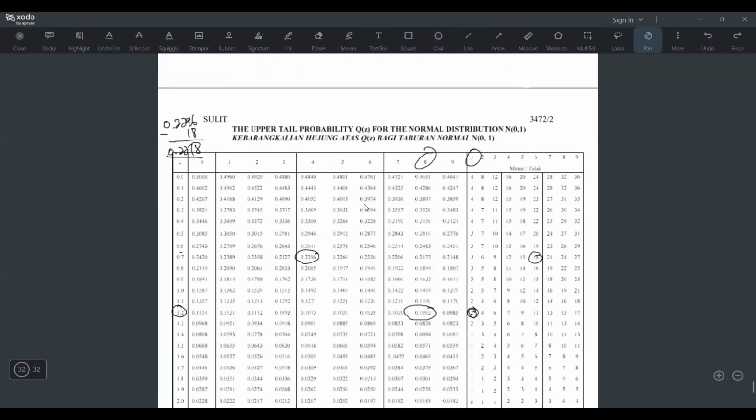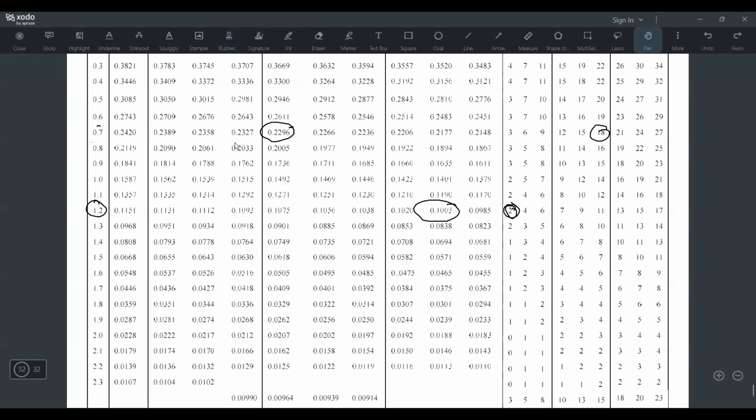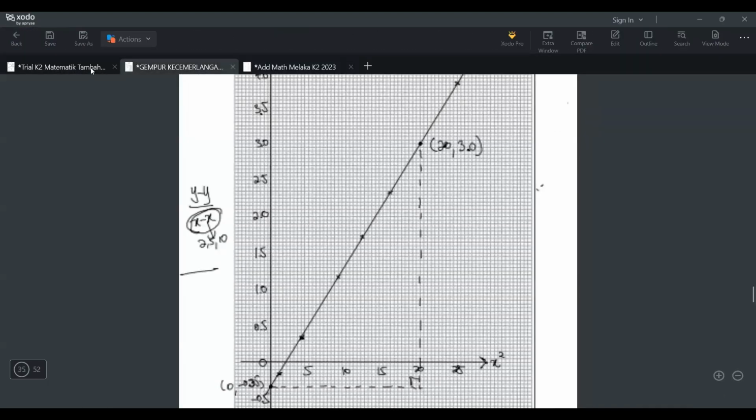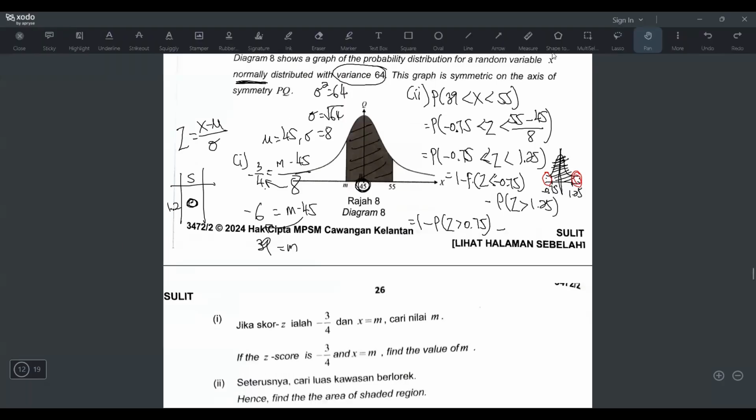So this is the Z value table, 1.25, right? So let's go 1.25, and the 5 is this one. So 1.2 and then 5, right? So this is the answer, 0.1056. So let's go back and write 0.1056. Okay, so that's the probability, or you can say the area of this region.